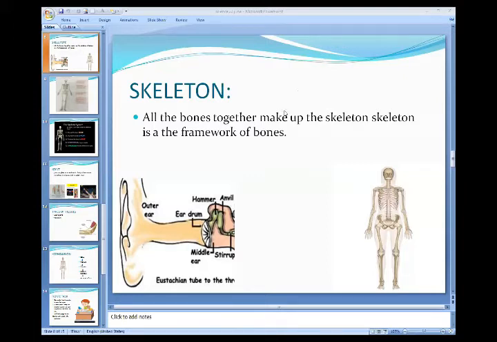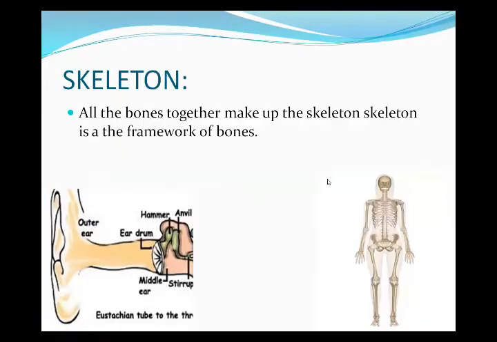Yes, in the middle layer, we have the hammer, anvil, and stirrup. And the stirrup is the very smallest bone. Its size is a quarter of an inch.